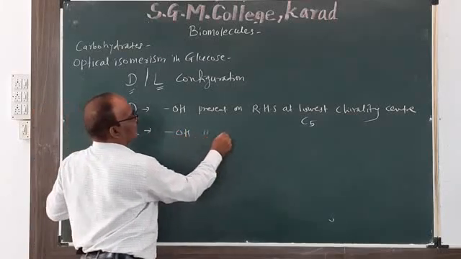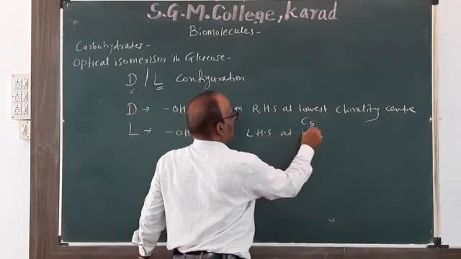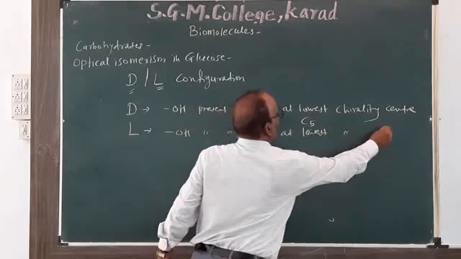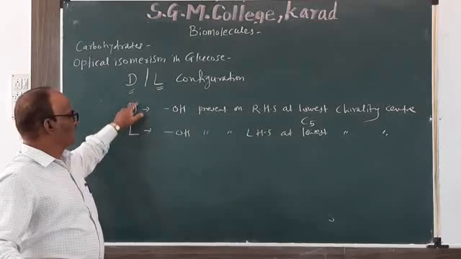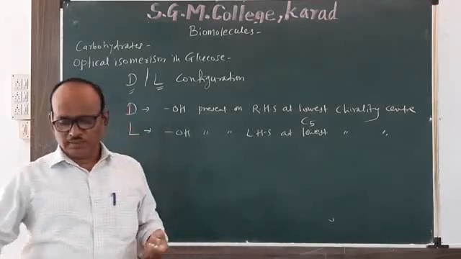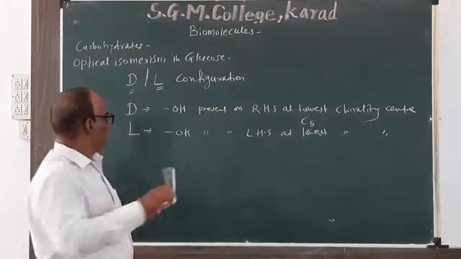OH present on LHS at the lowest chirality center, then the structure is called L. So this is the difference between D and L configuration. Here we draw the two structures. First example, we take glyceraldehyde.